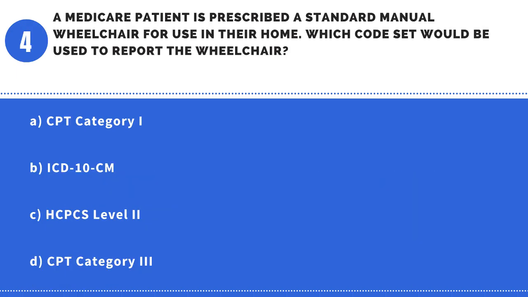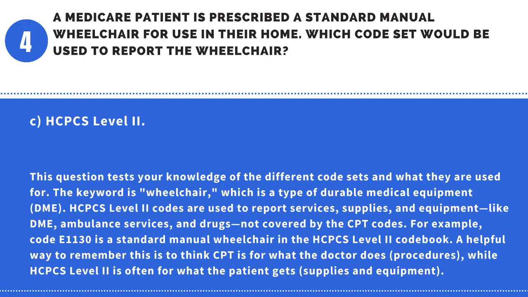Question 4. A Medicare patient is prescribed a standard manual wheelchair for use in their home. Which code set would be used to report the wheelchair? A. CPT Category I. B. ICD-10-CM. C. HCPCS Level II. D. CPT Category III. Answer: C. HCPCS Level II.